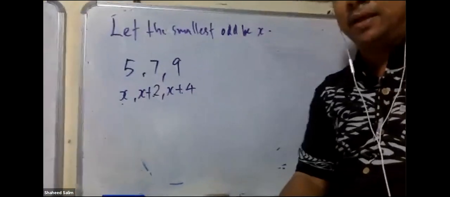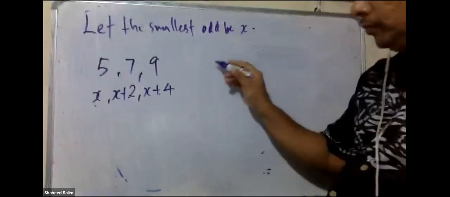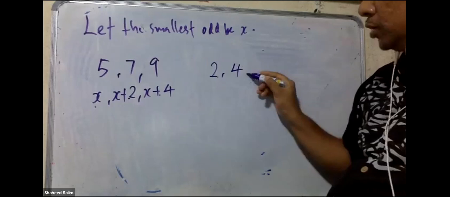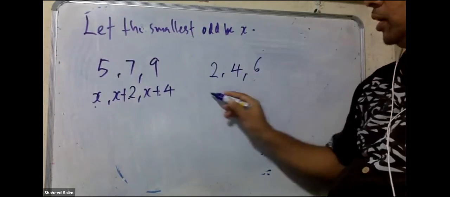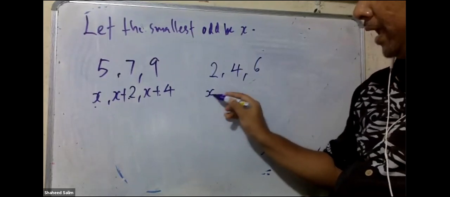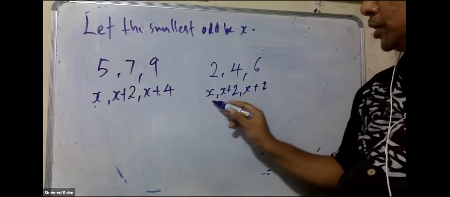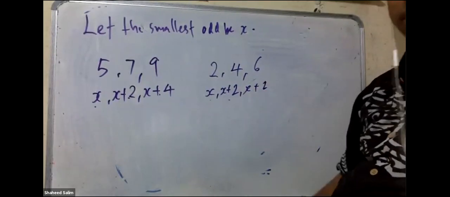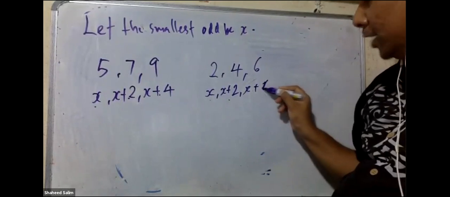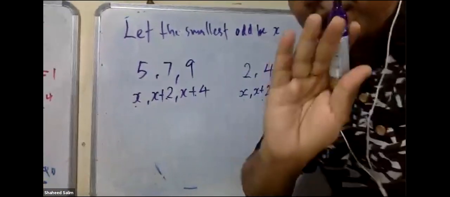Or even the even numbers. Give me an even number. 2. The next one? 4. The next one? 6. So if you let the smallest number be x, this one will be x plus 2, and the next one must be x plus another 2, which is x plus 4. Sorry. Okay. Now give me any number.